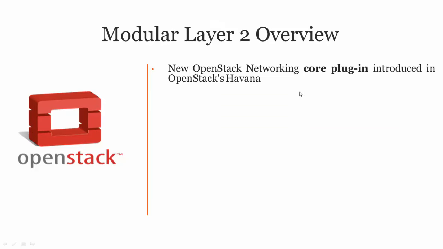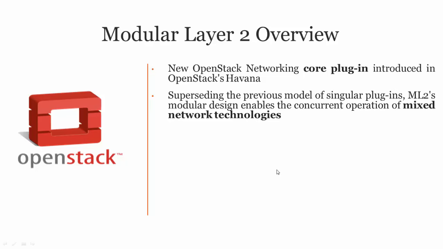Modular Layer 2 is a core plugin, and this was introduced in the OpenStack Havana release. And Modular Layer 2 is designed to enable the concurrent operation of mixed network technologies. According to each company, they're using various or different network technologies. In this case, how can we provide the layers? So, using Modular Layer 2, we can control various mixed network technologies.